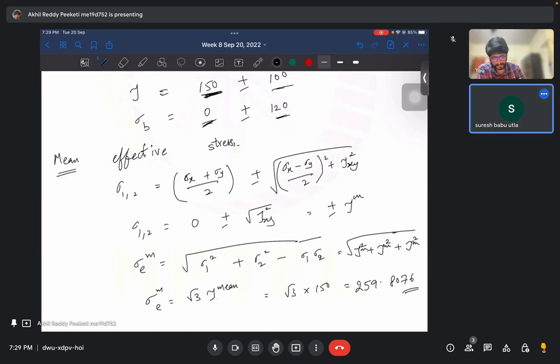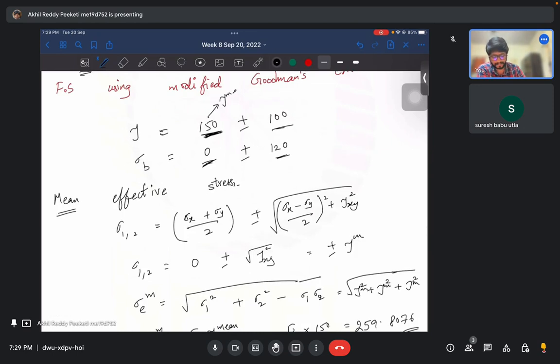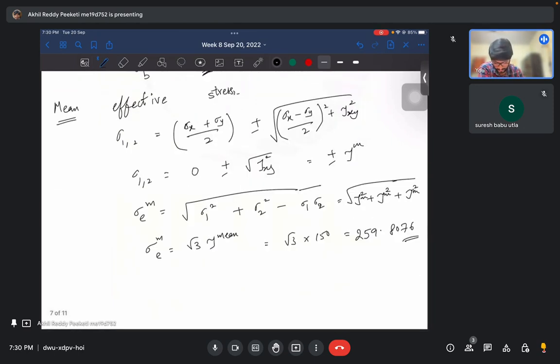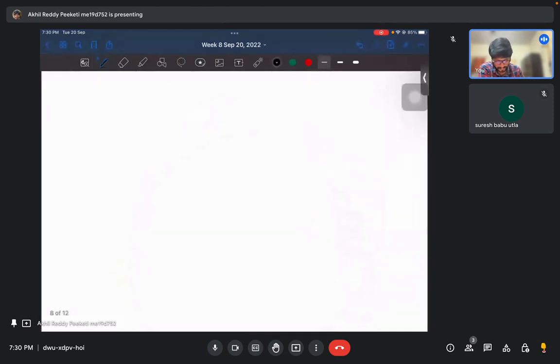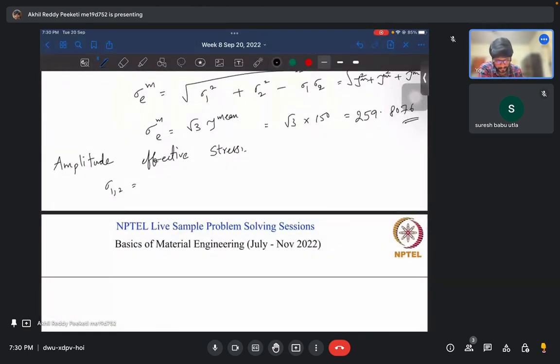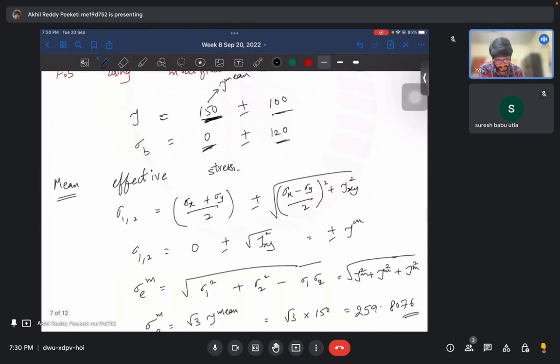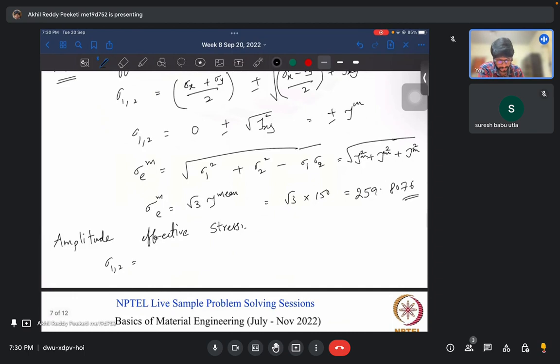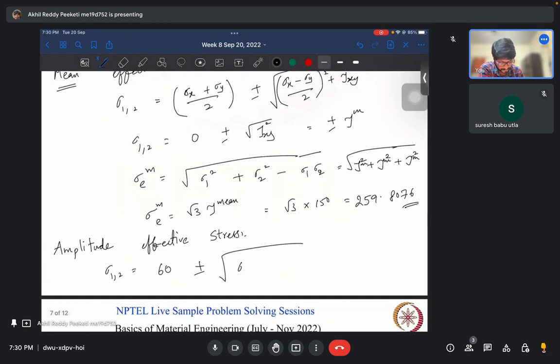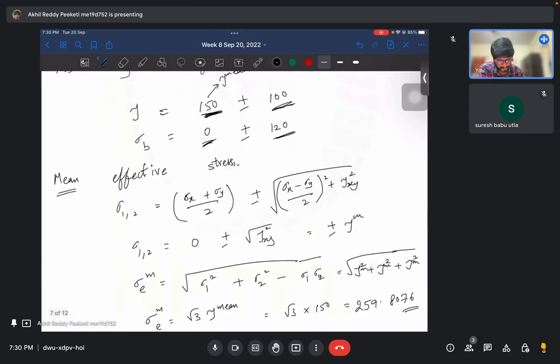Yeah, so this I am taking as tau mean. Okay, now similarly we need to estimate the amplitude or alternating effective stress. So again, we get the principal stresses sigma 1, 2. Here sigma y is 0, but sigma x is given as 120 and tau is 100. So (120 + 0)/2 plus or minus the square root of ((120 - 0)/2) whole square plus tau xy square, tau is 100.